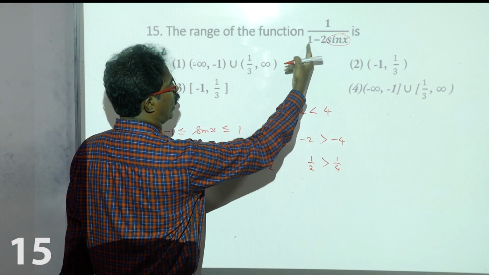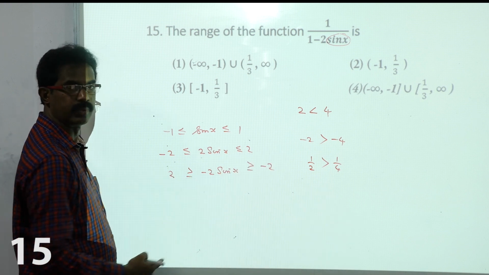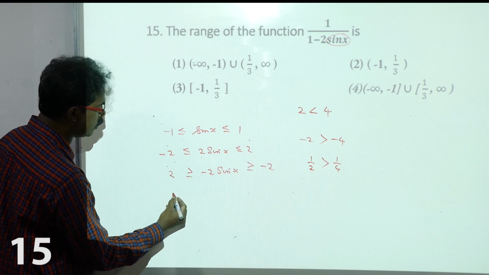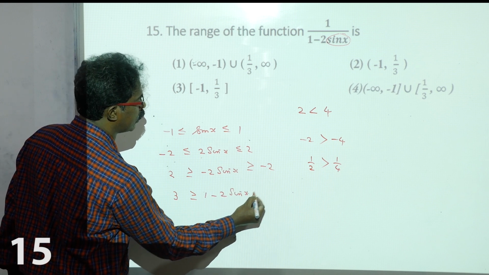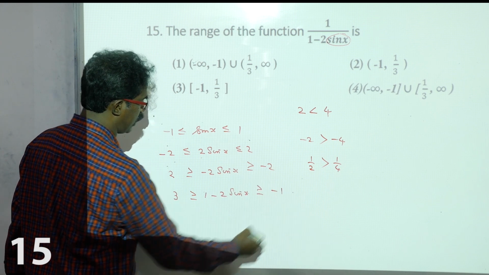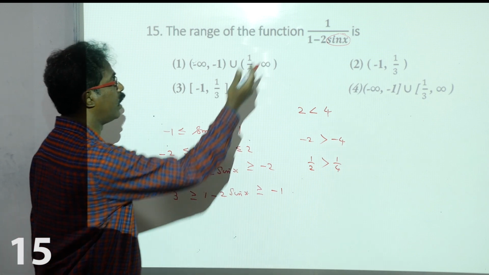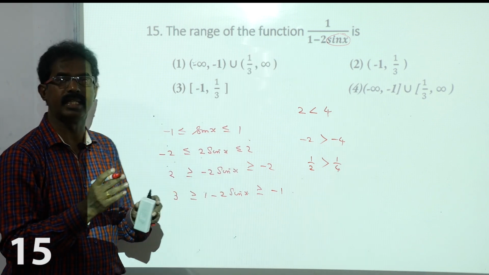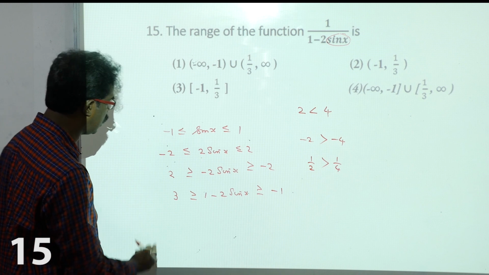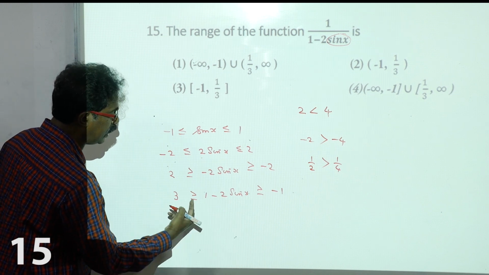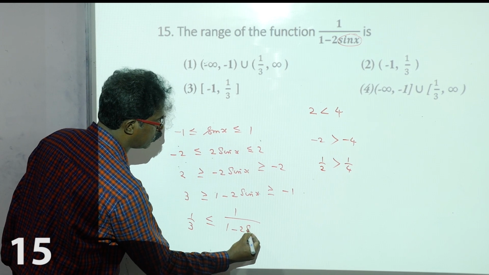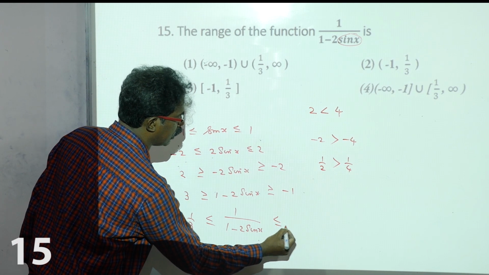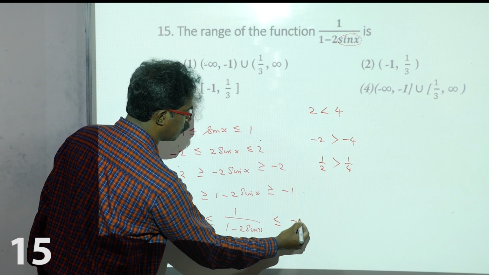Now we need a 1, so adding 1 to every term. If we add 1, this becomes 3, greater than or equal to 1 minus 2 sin x, greater than or equal to, we are adding 1, you get -1. Now 1 by, you take reciprocal. When you take reciprocal, again the inequality reverses. So 1 by 3 is less than or equal to 1 by 1 minus 2 sin x, less than or equal to, reciprocal of -1 is -1 itself.